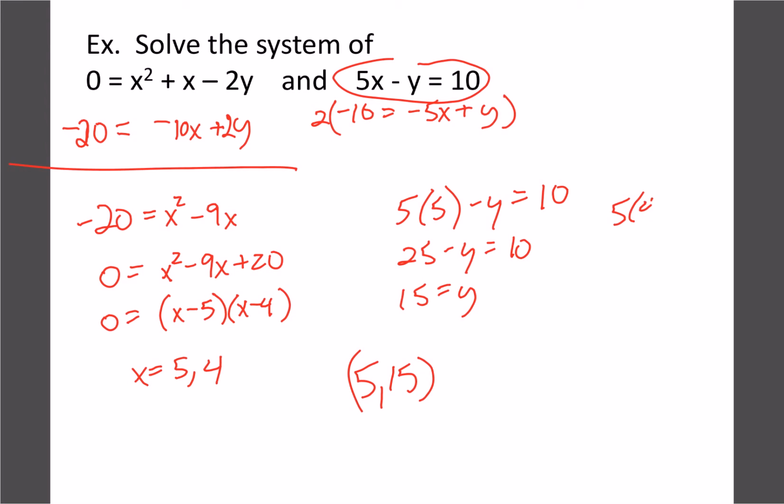And do the same thing with the 4. So 5 times 4 minus y equals 10. So we have 20 minus y equals 10. Bring the y over, the 10 over the other way. And 4, 10 would be our second solution.